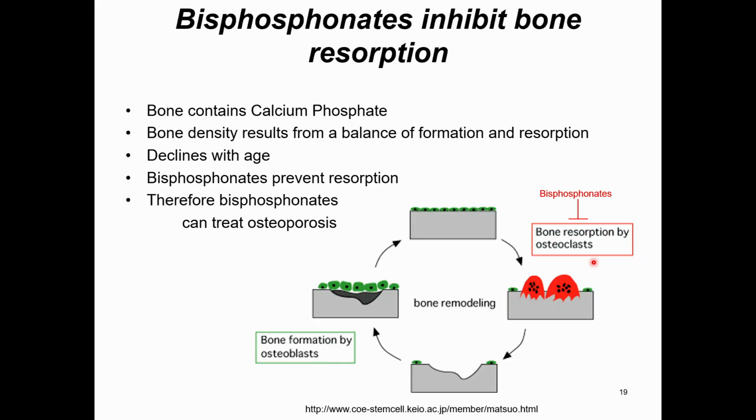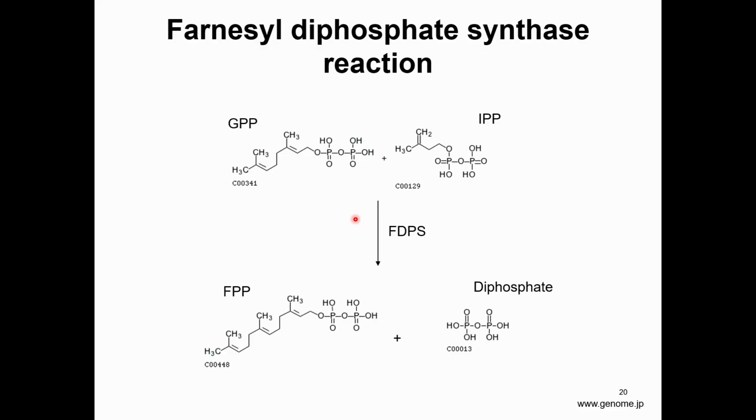What bisphosphonates do, these are drugs, they inhibit bone resorption. So if you inhibit bone resorption, more bone is retained, right? And so that's how these drugs called bisphosphonates work. And they can treat osteoporosis, which is a big problem in geriatric medicine. Leads to a lot of broken hips.